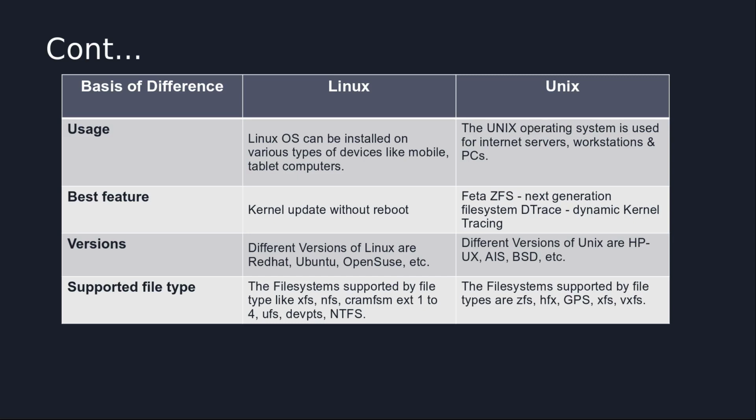Now the file types. Linux supports file types like XFS, CRAMFS, FS, ext1 to ext4, UFS, dev points, and of course the popular one for Windows, NTFS. Whereas Unix is different, it supports file types of ZFS, HFS, GPFS, XFS, VxFS. I know, it's a mouthful.